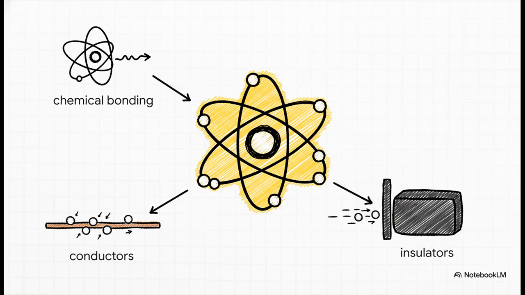And that's why they're so unbelievably important: because they're on the outside, they're the ones responsible for chemical bonding. But for us, for electronics, they literally determine everything about a material's electrical properties. Is it going to be a conductor, an insulator, something else? It all comes back to how those valence electrons behave, period.